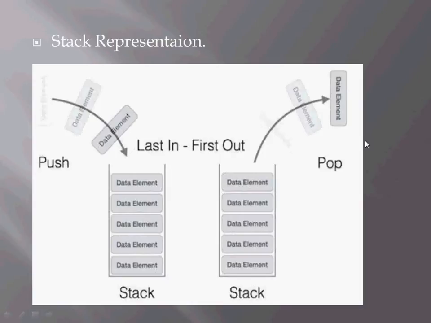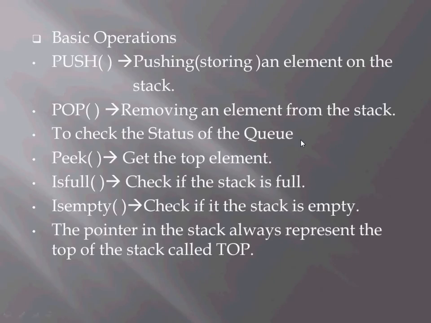In pop, after pushing, the stack contains 6 elements: 1, 2, 3, 4, 5, and 6. After pop, 1, 2, 3, 4, 5. The last will be popped out. This is what the stack represents. It's a simple representation so that we are able to understand. So the basic operations are push and pop. Those are the basic operations in stack.